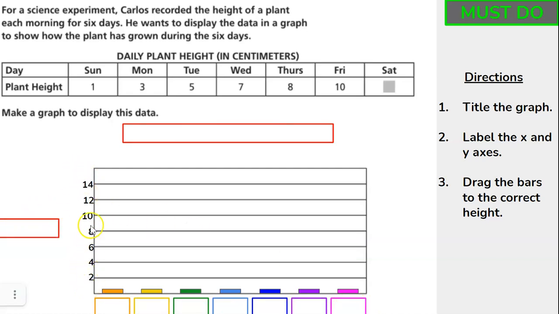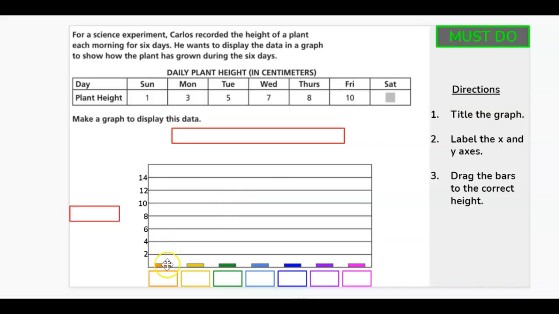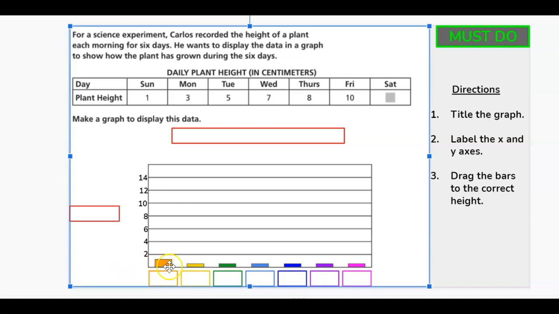I have already given you the scale and the intervals. And then you're going to need to come down and drag these bars up to the correct number. What I mean by that is that each of these little rectangles down here, you can move. So for example, if on Sunday it was saying it was 1 inch high, you would bring that bar up to about 1 centimeter.